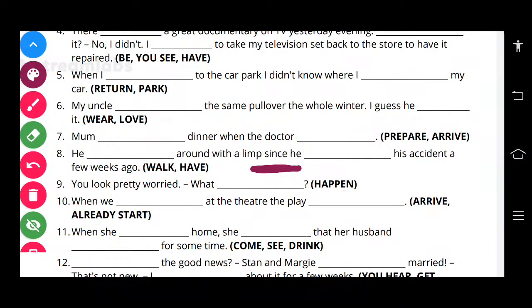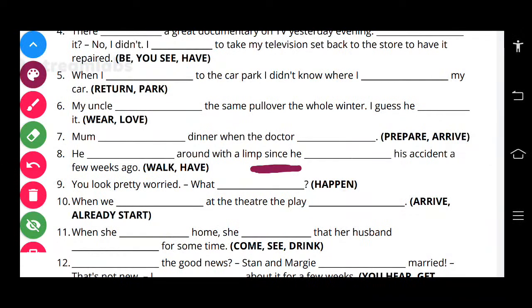Okay, Trivikram, did you understand? So it's not have been walking, it is to be written like this: walked. He walked around with a limp since he had, okay, since he had his accident a few weeks ago. Yeah, very good. Satya, are you able to understand? Okay. Yeah, very good. Yeah, Money also. Very good.